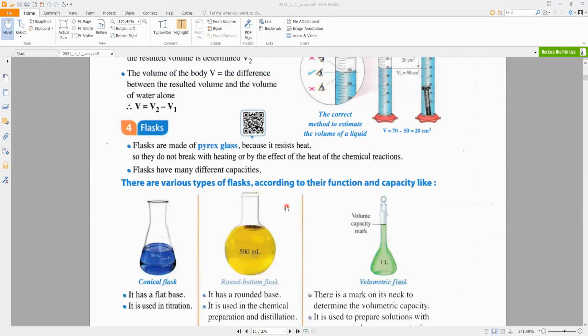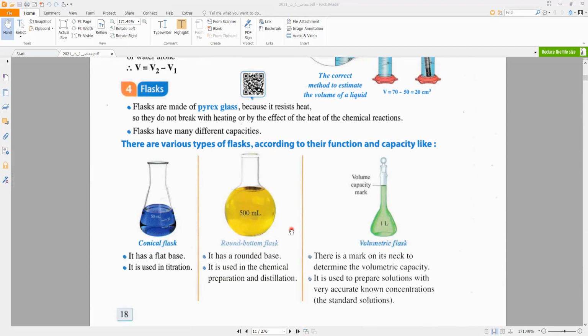Also flask made up of Pyrex, as we explained before, because it resists heat, so they don't break with heating or by the effect of heat of the chemical reaction. There are three types of flask with different capacity: conical flask, round bottom flask, volumetric flask, and each one of them is used in determining special things.